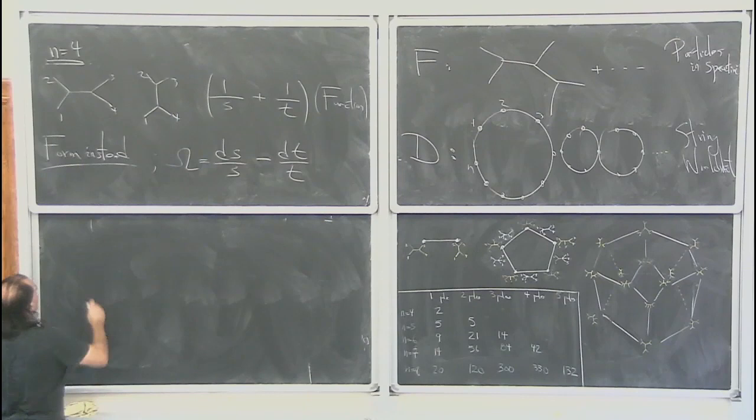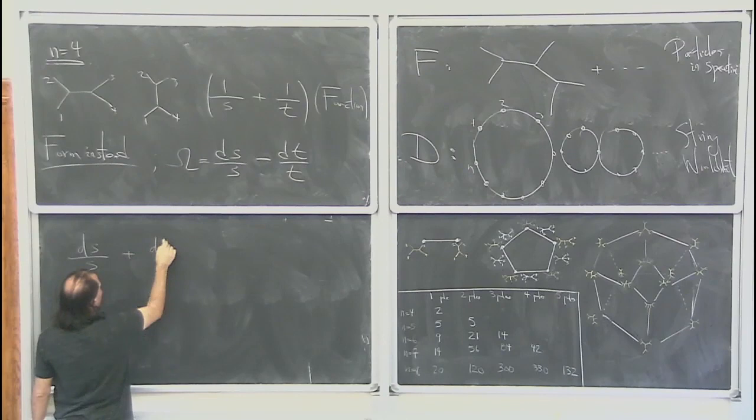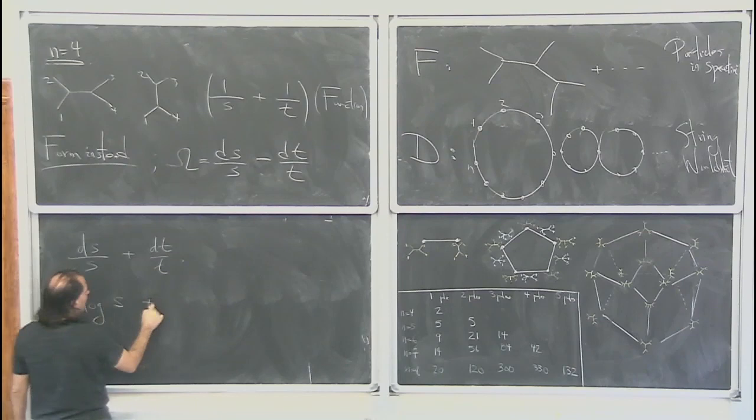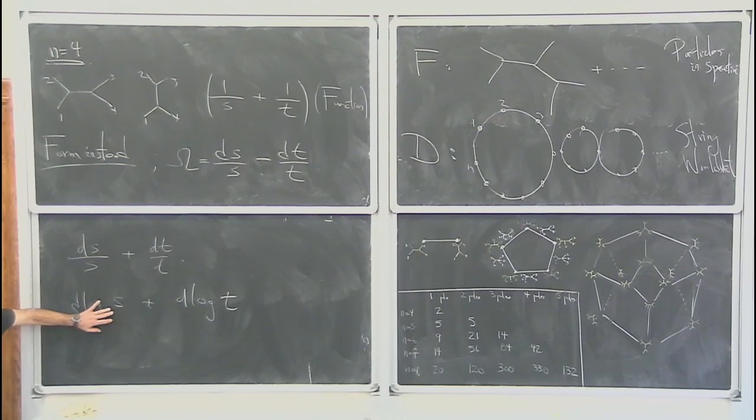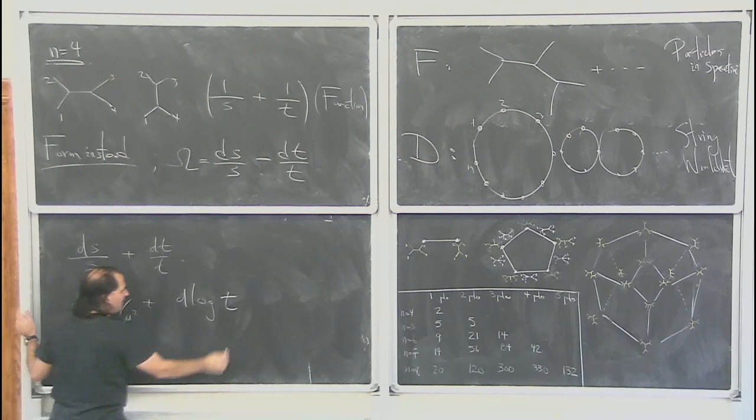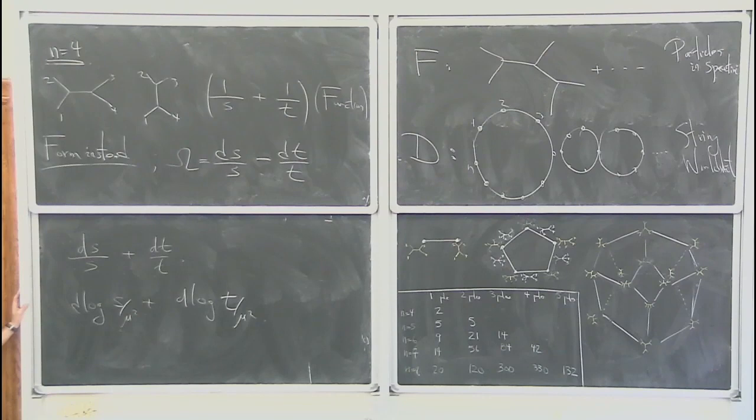let's say I have ds over s plus dt over t, and then I might want to write this as d log s plus d log t. All right, but this doesn't really make sense because s has units, right? So this is d log of s over some mu squared, maybe, plus d log of t over some mu squared. But then there's this annoying dependence on mu squared. What I would really like is for the form to only depend on the ratios of s over t. Okay? And that's just patently false if I put a plus sign there.